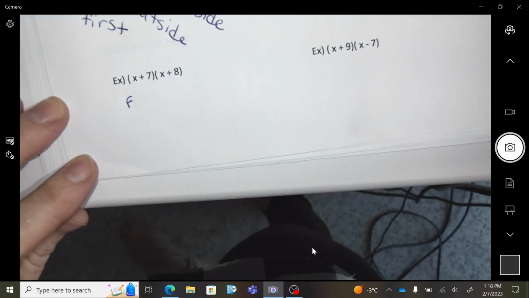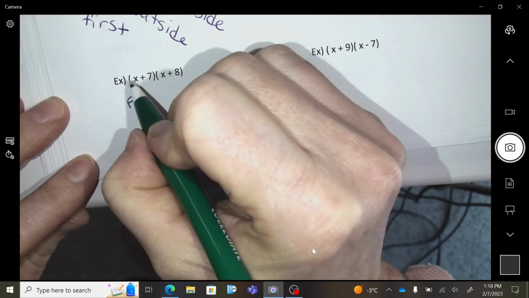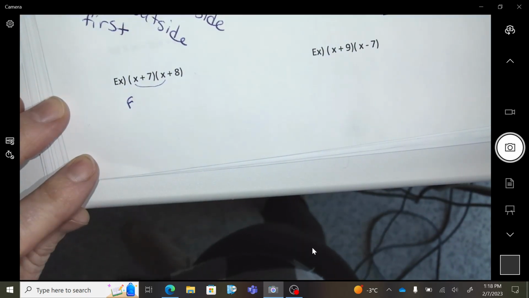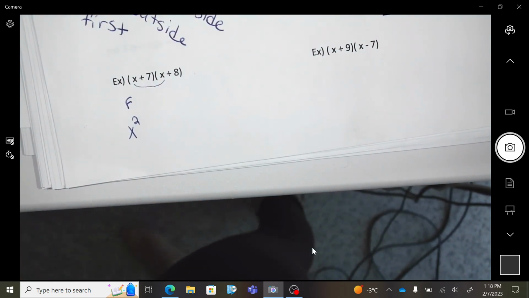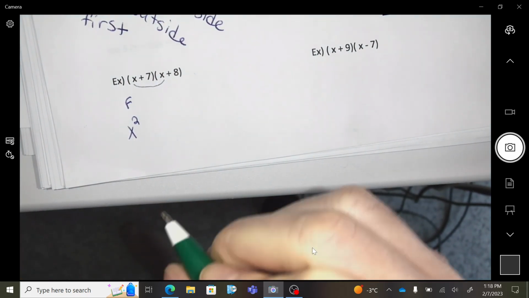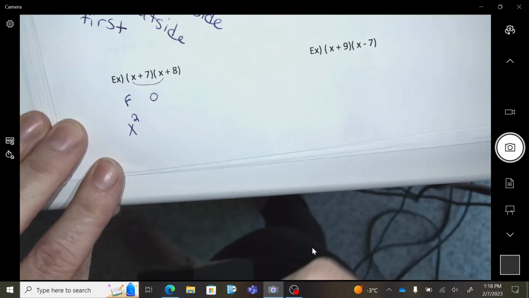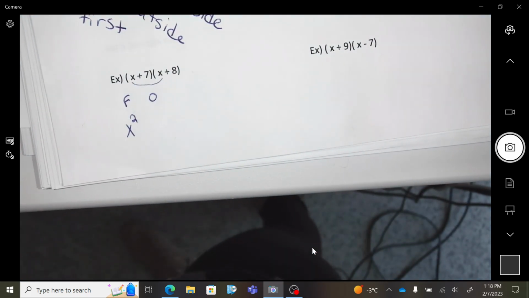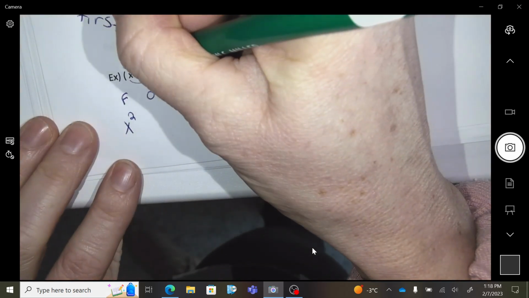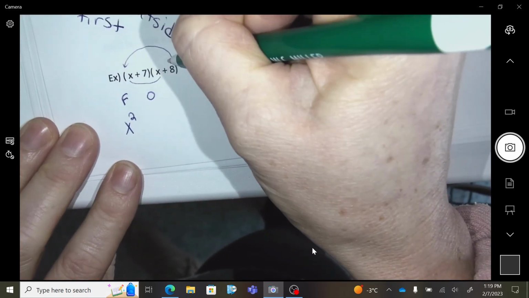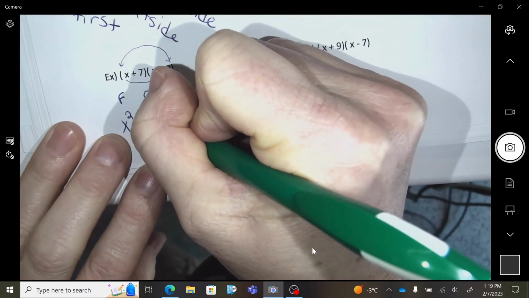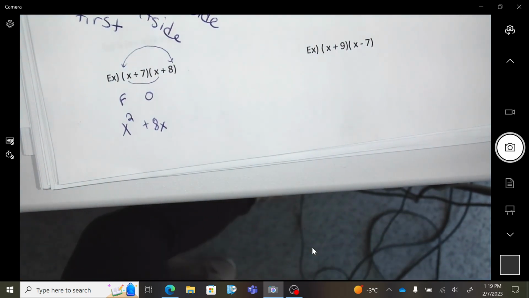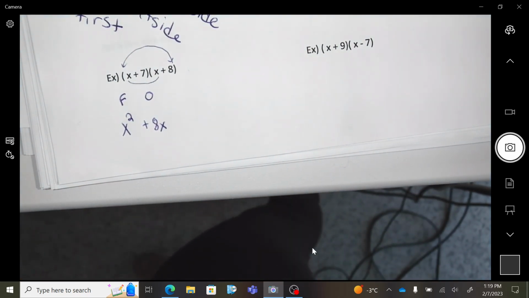So what is the first unit of this times the first unit of that? X squared. What is the outsides? So I'm going to draw that as a rainbow like that. What do the outsides make multiplied together? 8x, so I'm going to go plus. You always need a sign. Make sure you're saying a plus or a minus, whatever it would be.